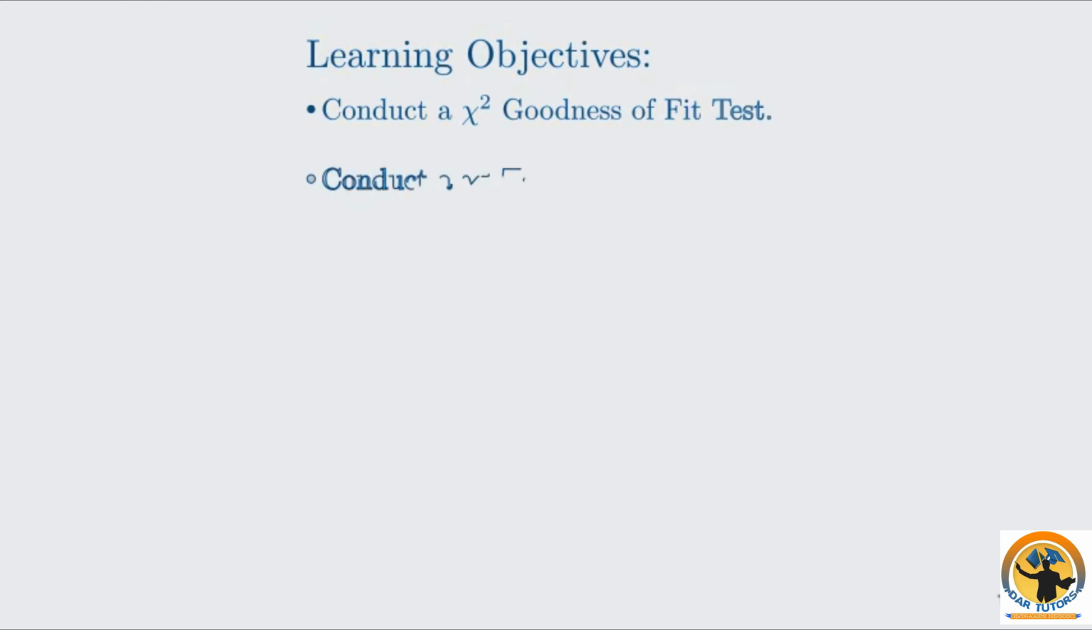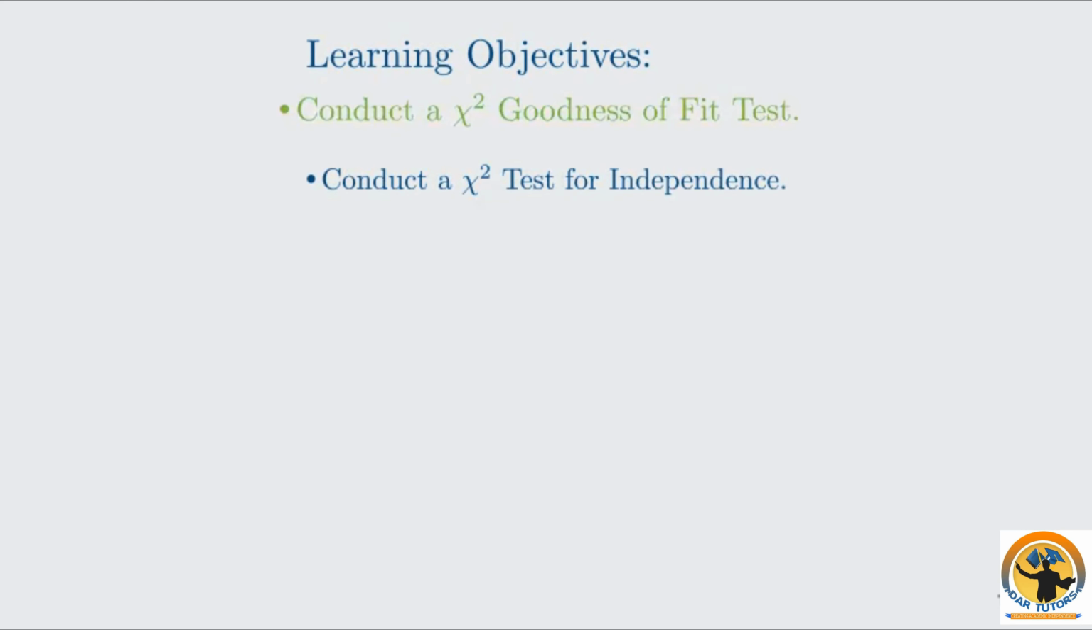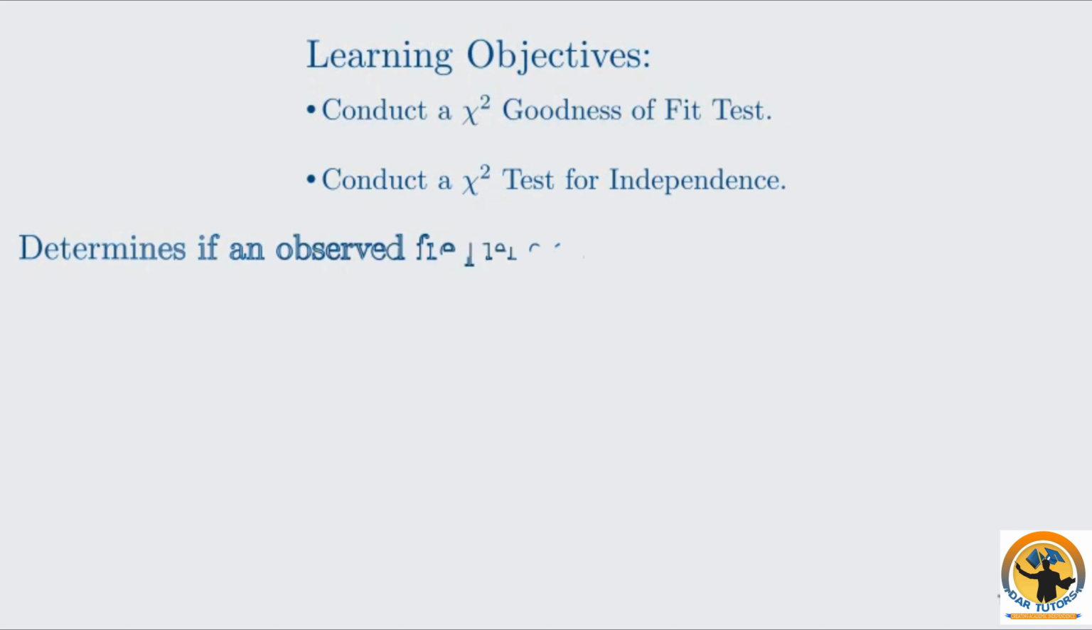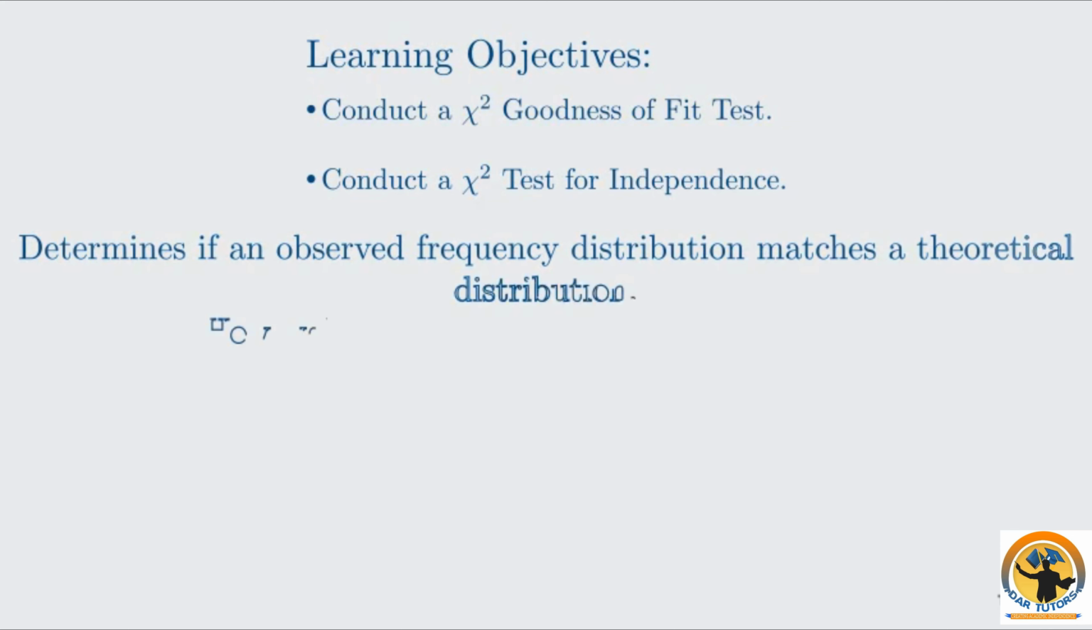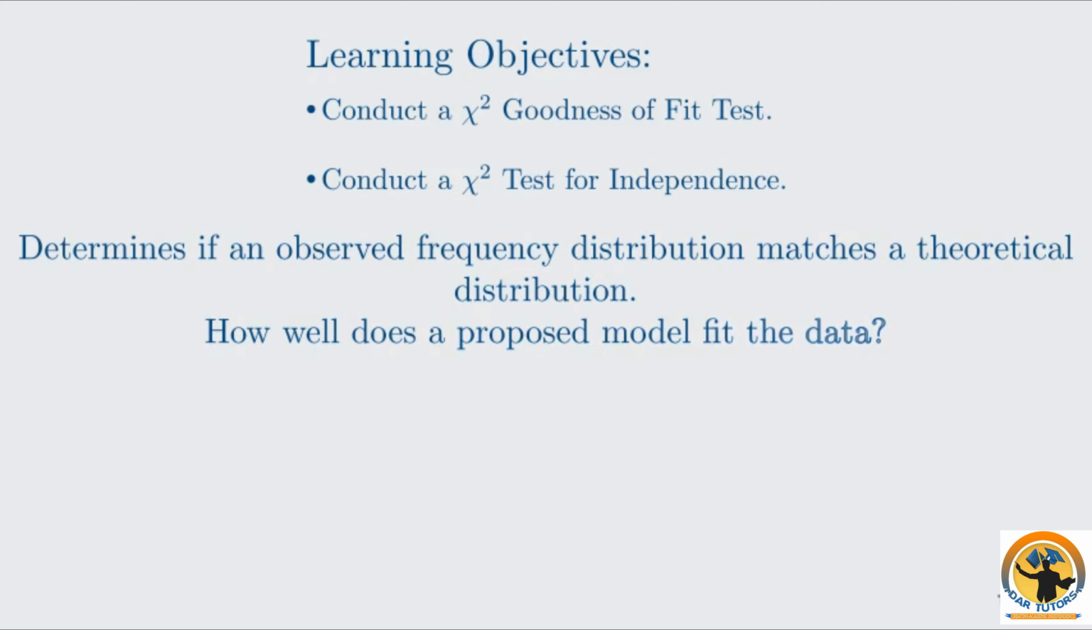In this video, we will explore chi-squared, or χ², hypothesis tests, which are a cornerstone of IB mathematics, applications and interpretation higher level. By the end of this session, you will be able to perform two critical tests. First, the goodness of fit test. This test helps us determine if an observed frequency distribution matches a theoretical distribution. In other words, how well does a proposed model fit the data we've collected?